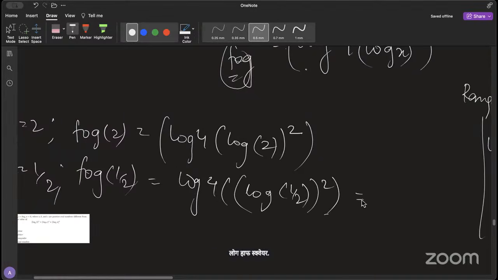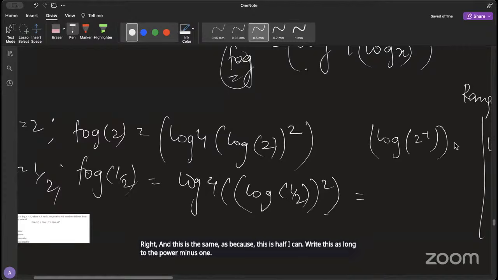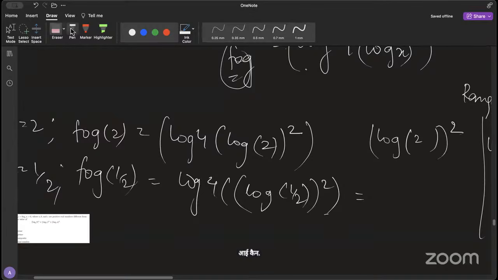Because this is half, I can write this as log 2 to the power -1, all squared. Or I can take -1 out, so I'll have this as minus log of 2, squared. That means this quantity will be log 4, log 2 squared. Is this okay?